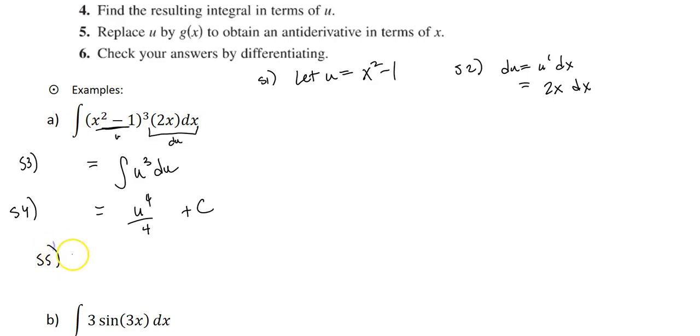And then for step 5, I just go ahead and replace it. So that's going to be equal to x squared minus 1 to the 4th over 4 plus c. So that is my answer.